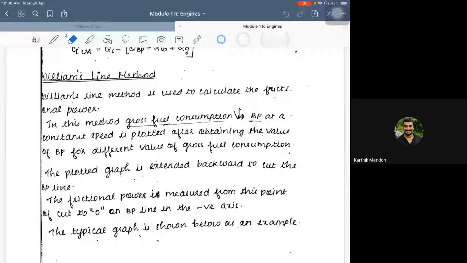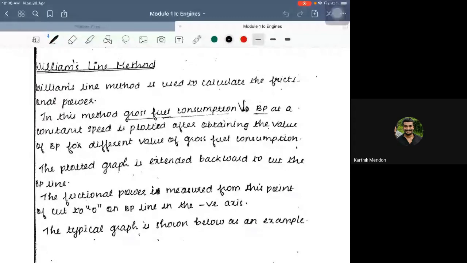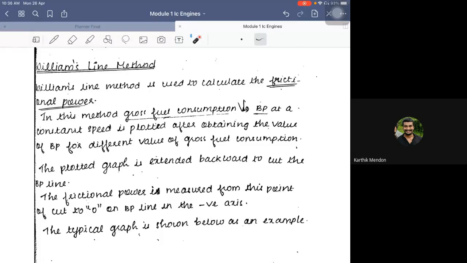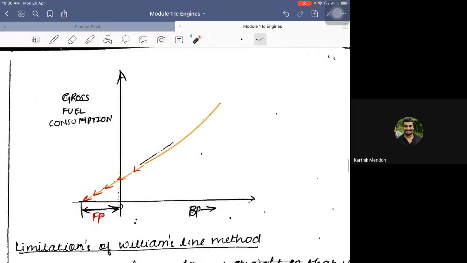Next particular method is the Willans line method. This method is used to calculate the frictional power. The last heat balance sheet was used to know where the heat was spent, to have an account of it. Similarly, the Willans line method is used to calculate the frictional power. So how are you going to calculate the frictional power? It's very, very simple. You just vary the gross fuel consumption in your engine. If this is an engine, you'll be supplying the fuel to it, isn't it?